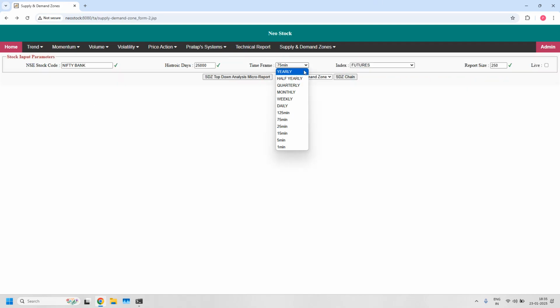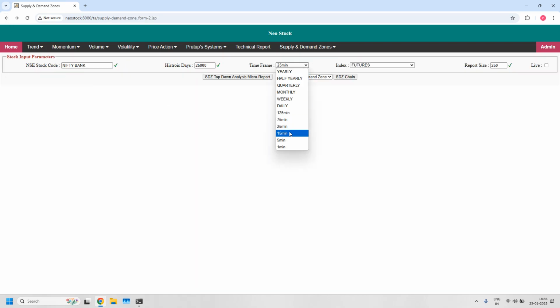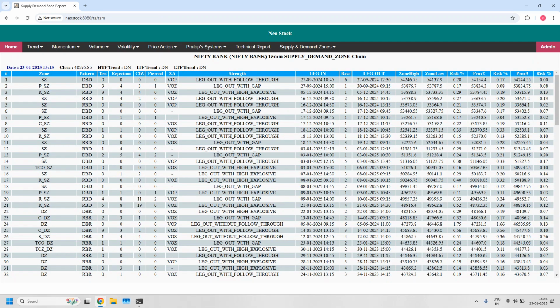Next, 25 minutes supply demand zone chain for Bank Nifty. Next, 15 minutes supply demand zone chain for Bank Nifty. You have serial number 22, nearest demand zone. I am scrolling the list down.